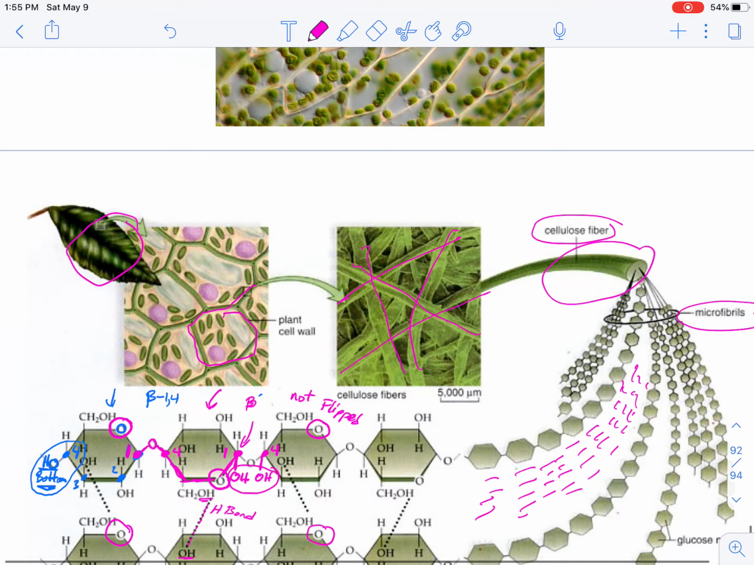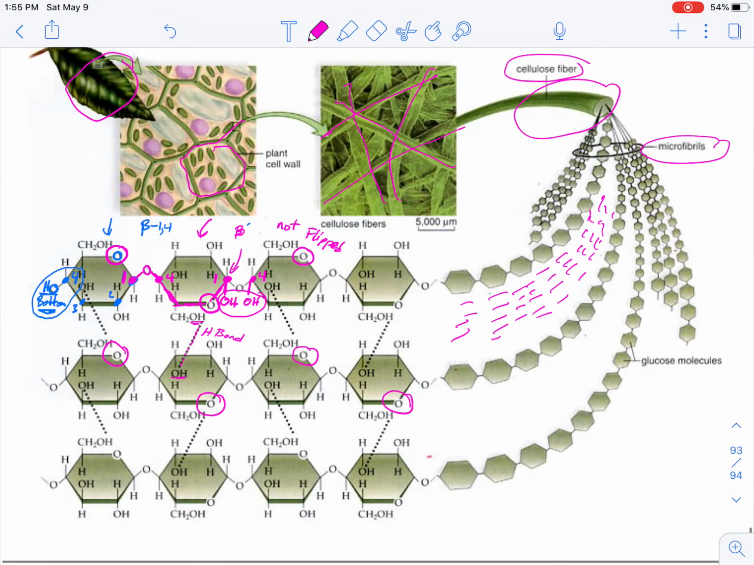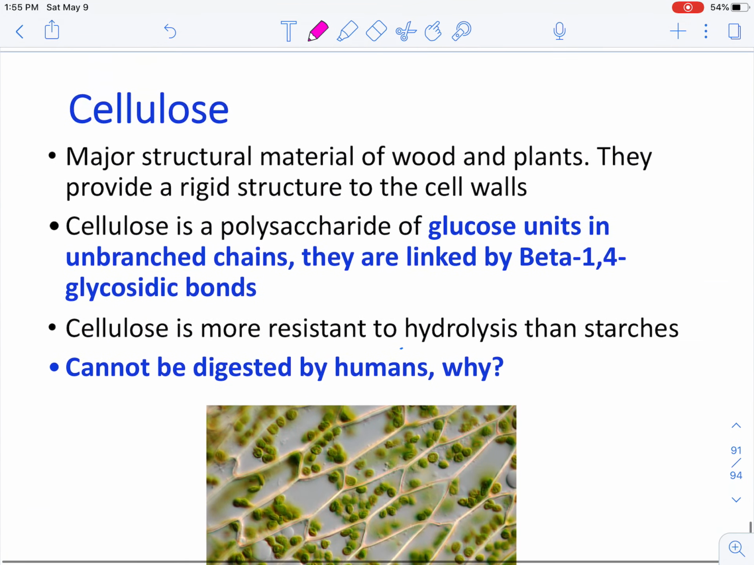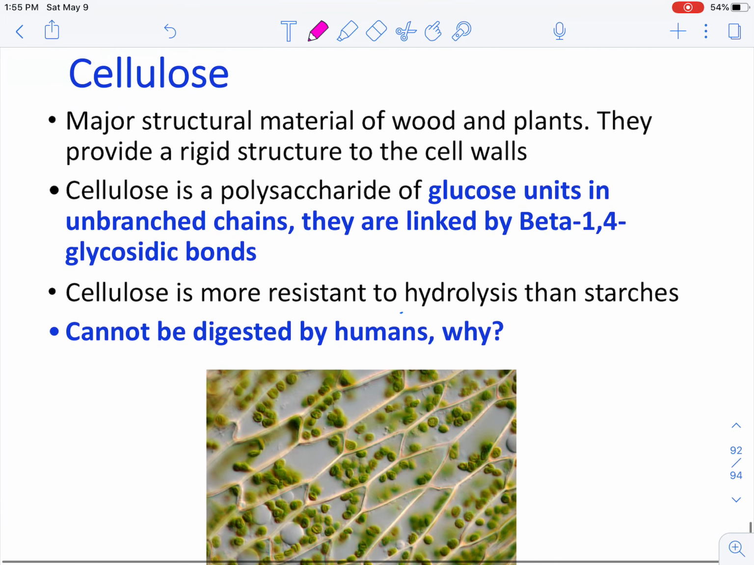All right, so that's pretty much it for cellulose. What you just want to do with the polysaccharide section is to compare and contrast their features, what's similar about them, what's different, and primarily, what they're used for.